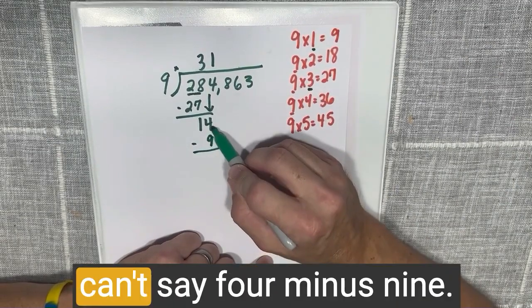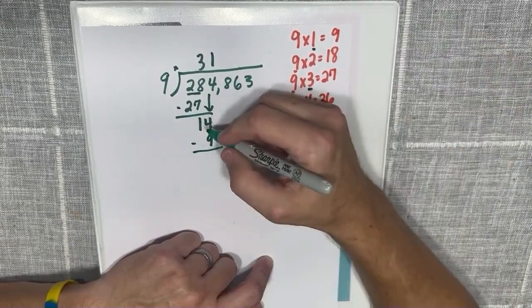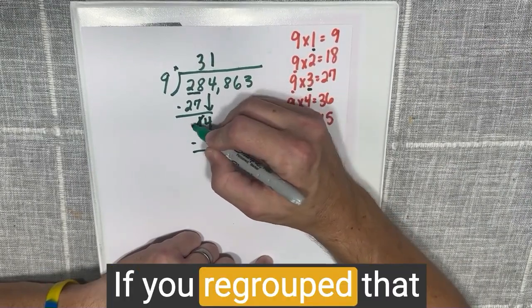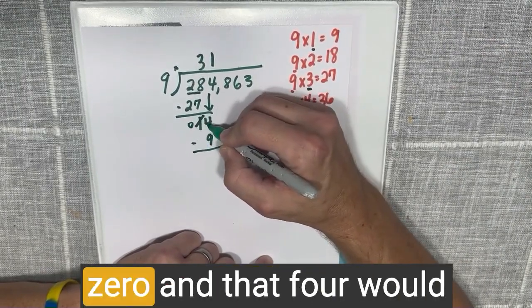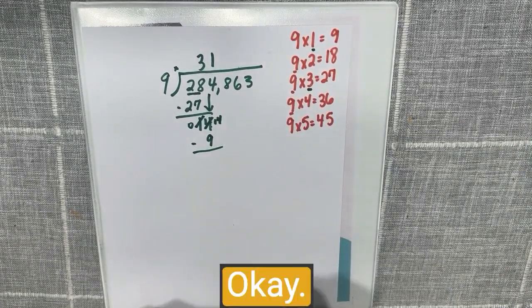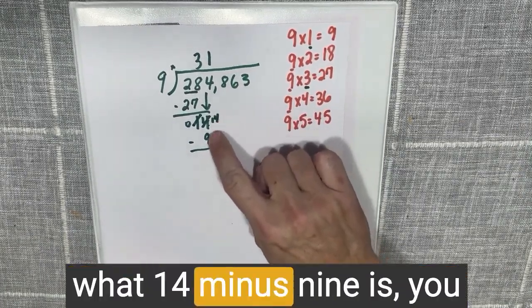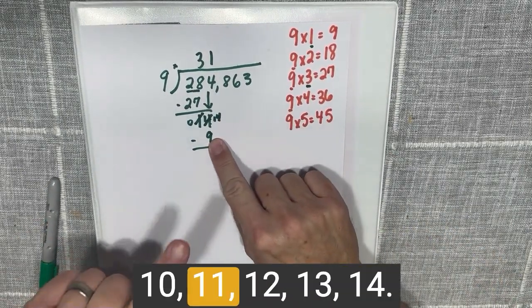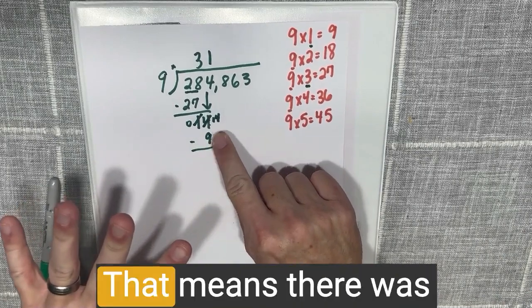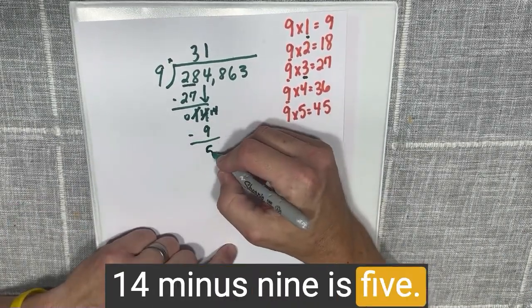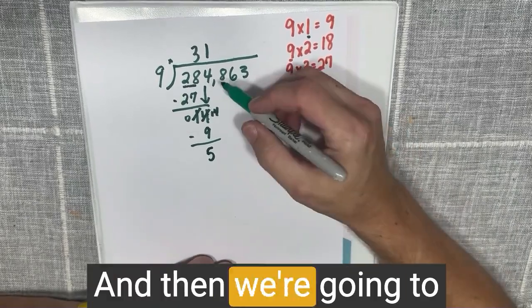Okay? We're going to go ahead and subtract. Now, in this case, you can't say 4 minus 9. You could regroup, but when you do regroup, it's just going to get you in the same boat. If you regrouped, that 1 would become a 0, and that 4 would become a 14, but now we're in the same boat. Okay? So if you don't quite know what 14 minus 9 is, you could actually count up. You could say 9, 10, 11, 12, 13, 14. That means there was a difference of 5. So we could just say 14 minus 9 is 5. Okay? And then we're going to go to our next number.